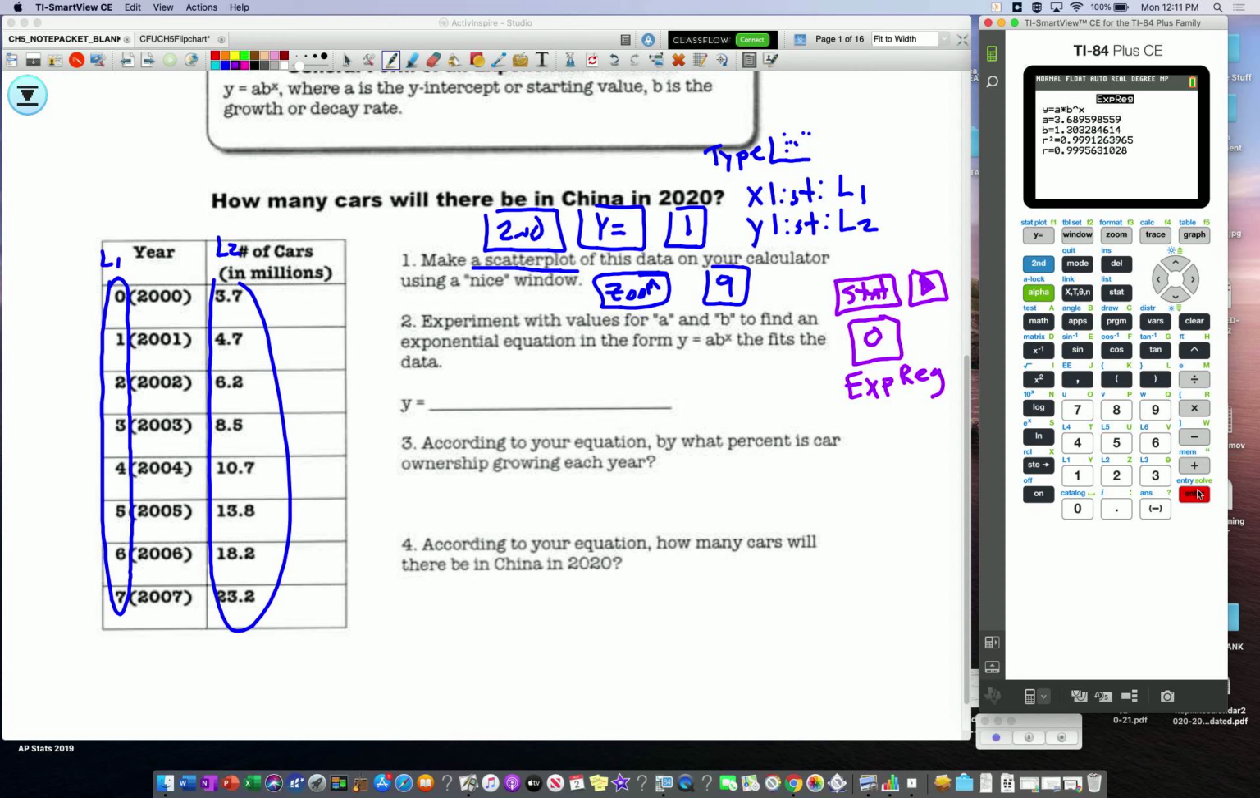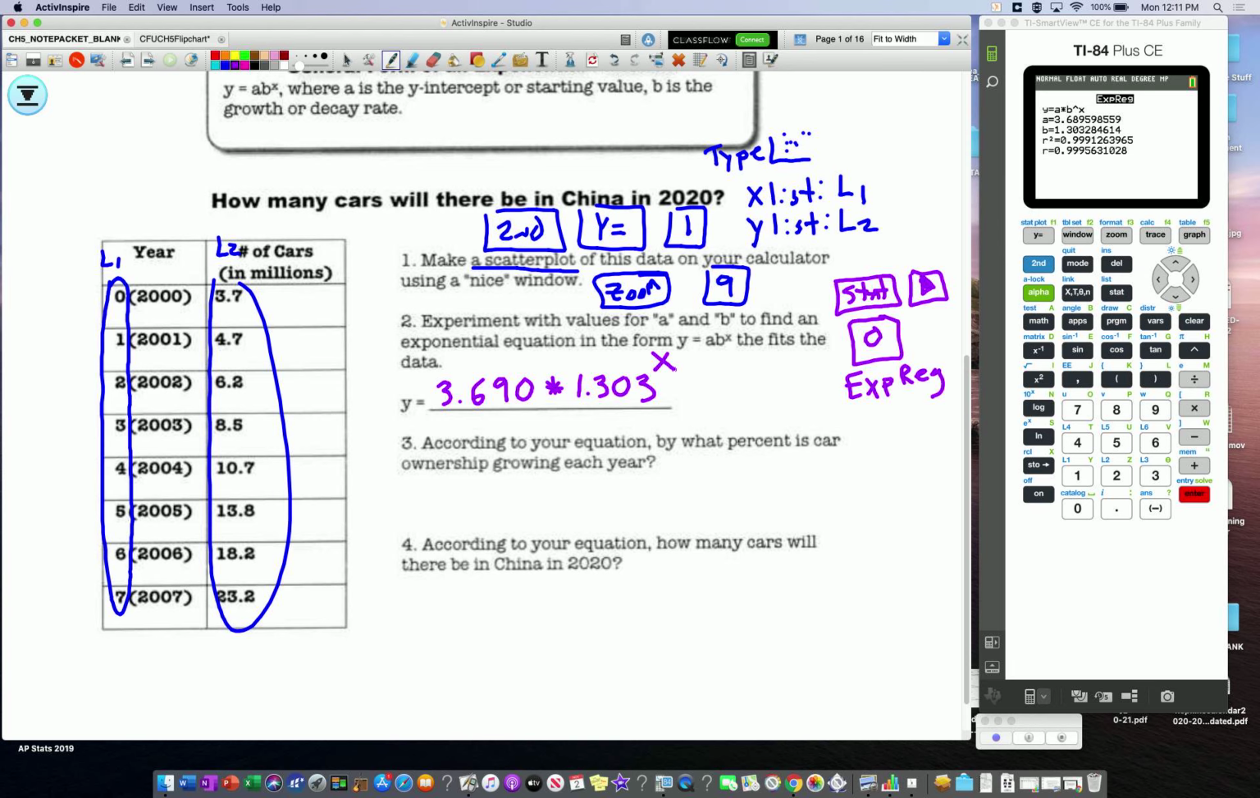So let's go out 3 decimal places. My A value is 3.6895, which really rounds to 3.690, and then my B value is 1.303, so times 1.303 to the x power. Okay? So now I have this equation.